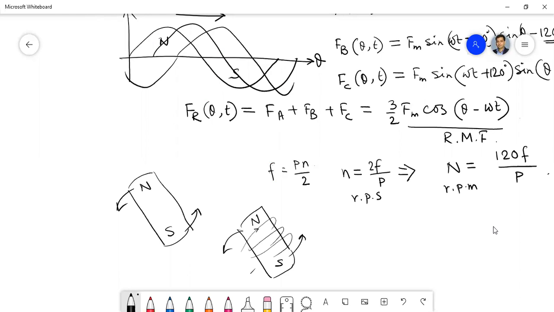But here we are not physically rotating anything. Rather we are using static windings, three static windings, and we are providing balanced three-phase current through them. By that we can produce a rotating magnetic field. That is the most interesting one. Did you understand? Yes, sir.